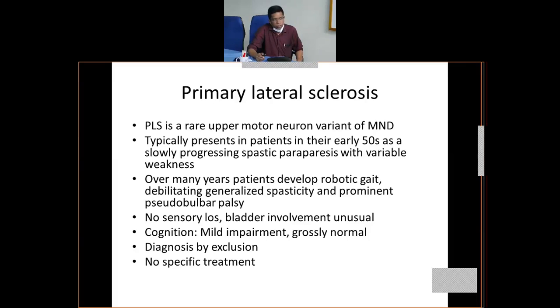So PLS mostly presents around the early 50s, and there is slowly progressive spastic paraplegia of the lower limbs. And in case of motor neuron disease, 3 things you have to note: there is no sensory loss, bladder involvement is very unusual, and cognition is grossly normal. So 3 things remain intact in motor neuron disease. One is sensory, one is sphincter involvement, and the third is involvement of the brain, that is cognition or memory. They remain intact. Diagnosis is by exclusion, and there is no specific treatment.